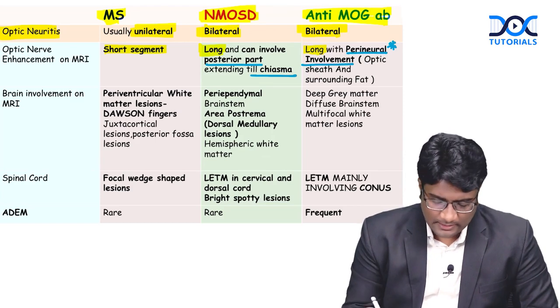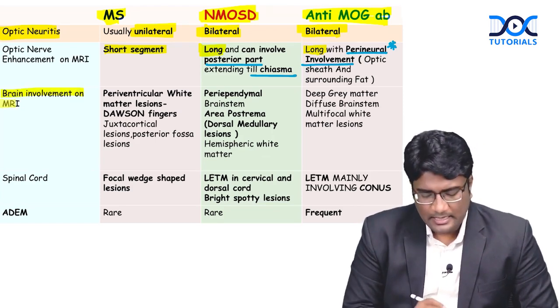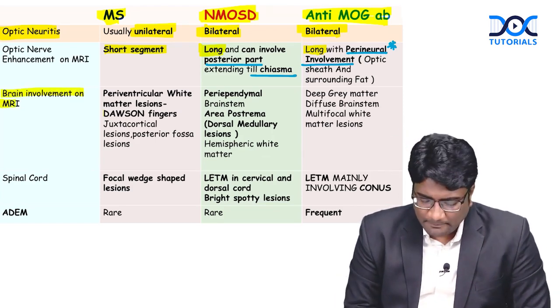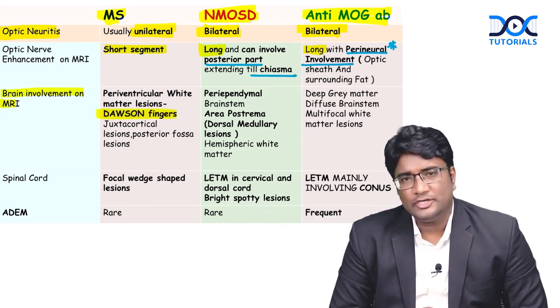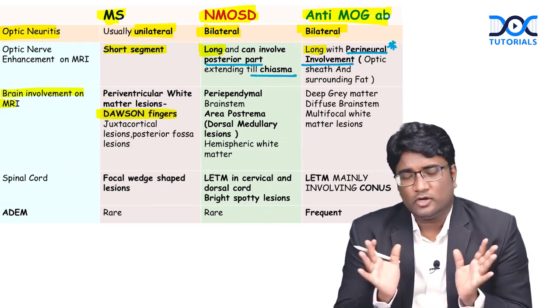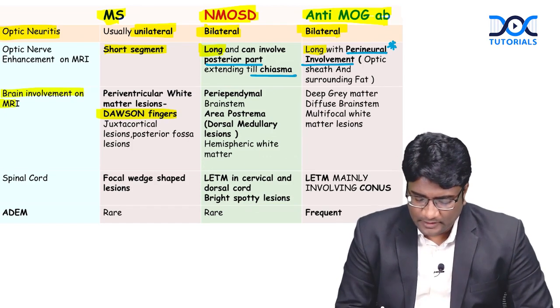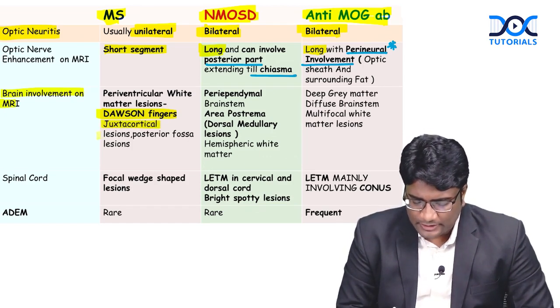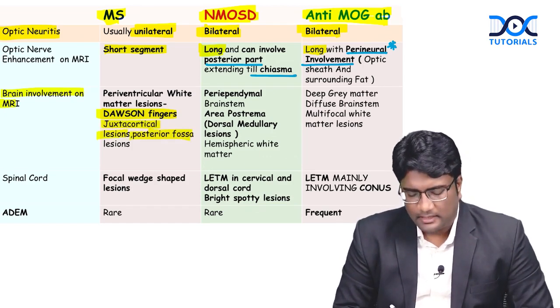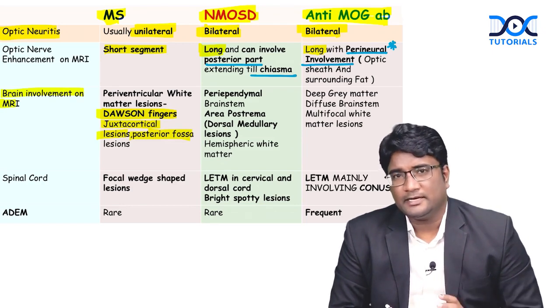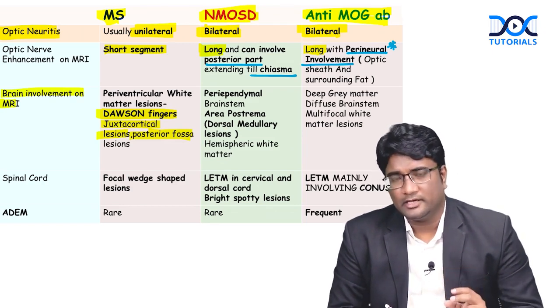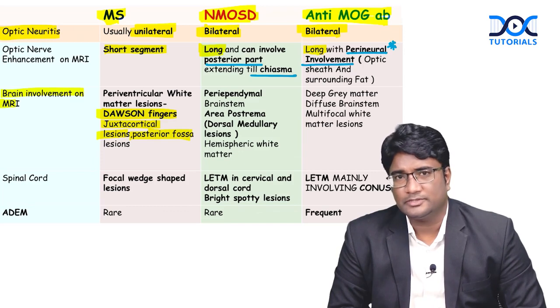Now, looking at the brain involvement, in MS, you see the classic periventricular white matter lesions, which we understood as Dawson fingers. And there will also be some juxtacortical lesions and posterior fossa involvement. But remember the periventricular white matter lesions involving the callososeptal interface are very classic for multiple sclerosis.